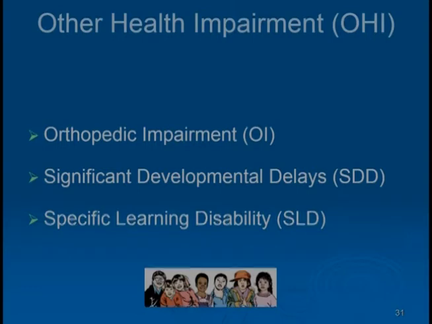Orthopedic impairment refers to students whose severe orthopedic impairments have an effect on their educational progress to the degree that special education is required. Impairment may include congenital conditions, deformity or absence of limbs, diseases such as polio, cerebral palsy, and amputations. These students may use wheelchairs or other assistive equipment and may need a lift bus.